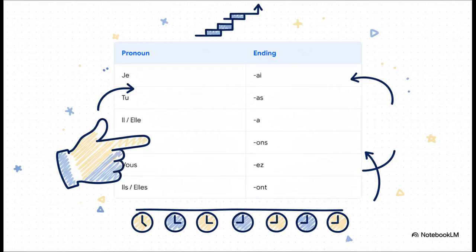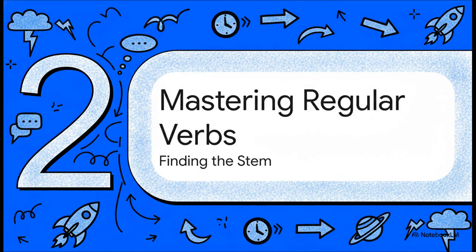So here's the pattern. For je, you add ai. For tu, you pop on as. For il or elle, it's just a simple a. Then for nous, we've got ons. For vous, it's ez. And for ils or elles, it's ont. Seriously, lock these six endings in your brain and you've already solved half the puzzle for literally every verb in French.